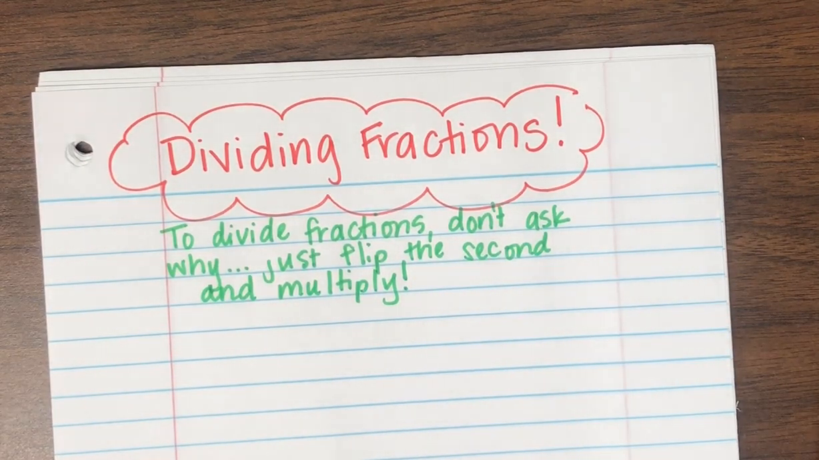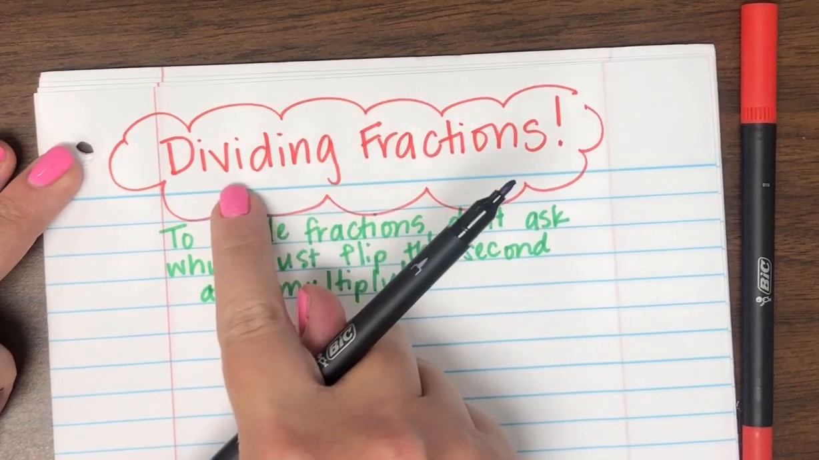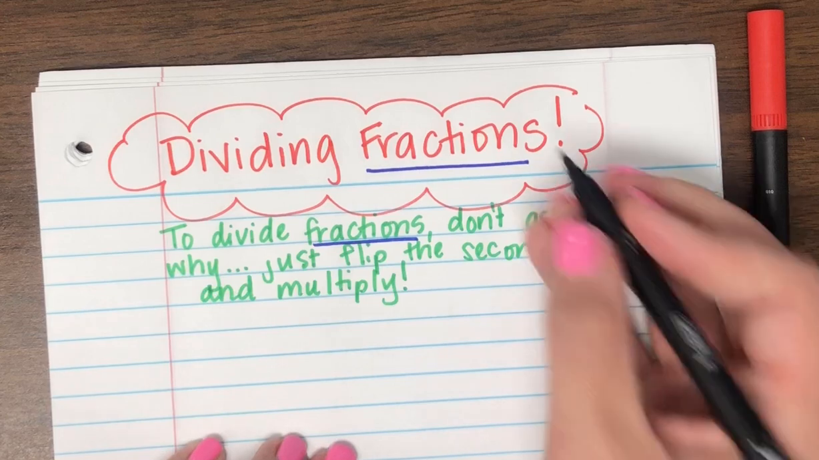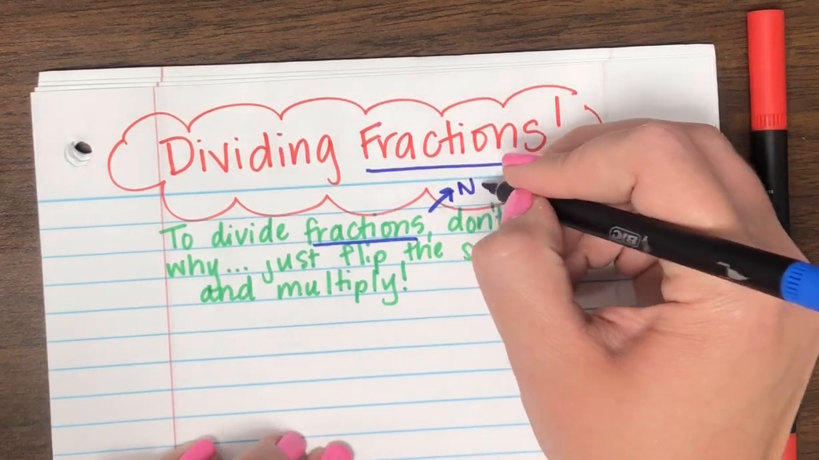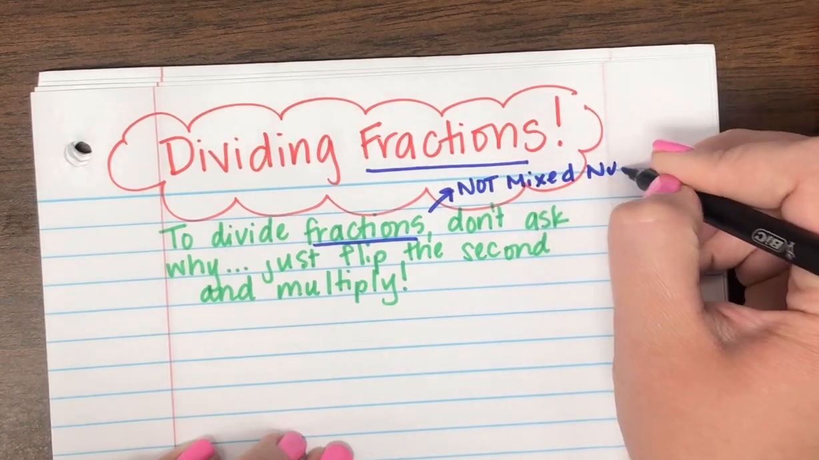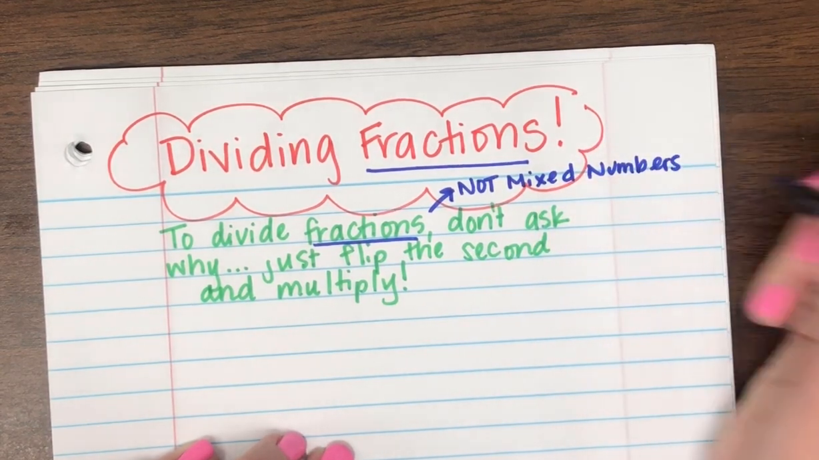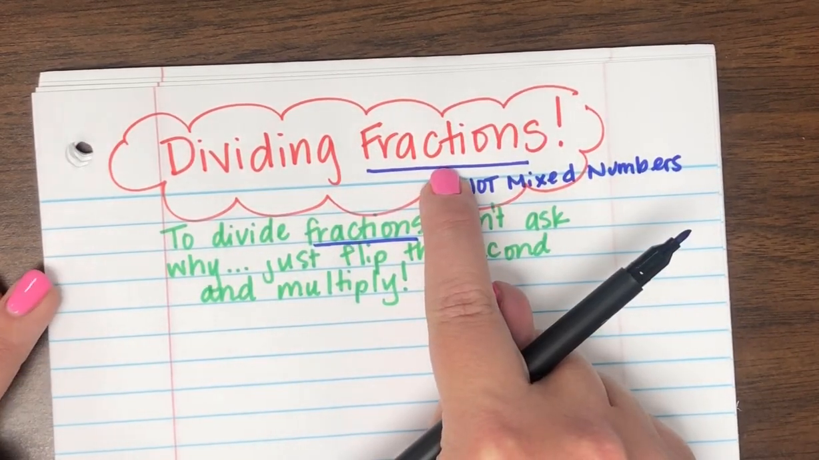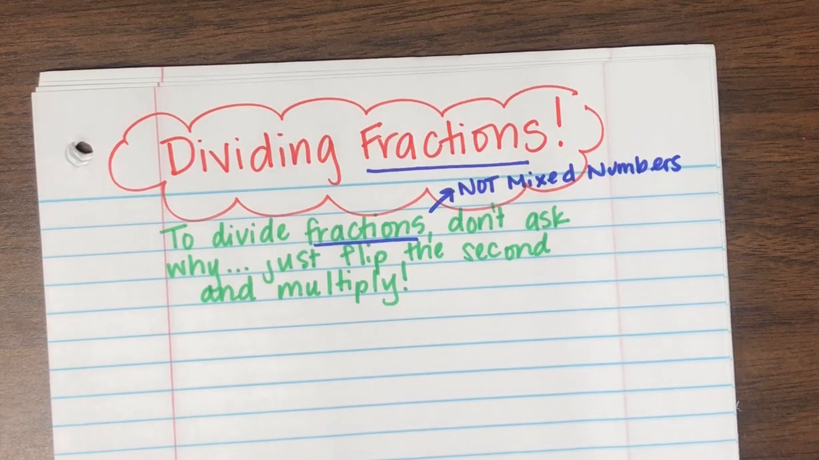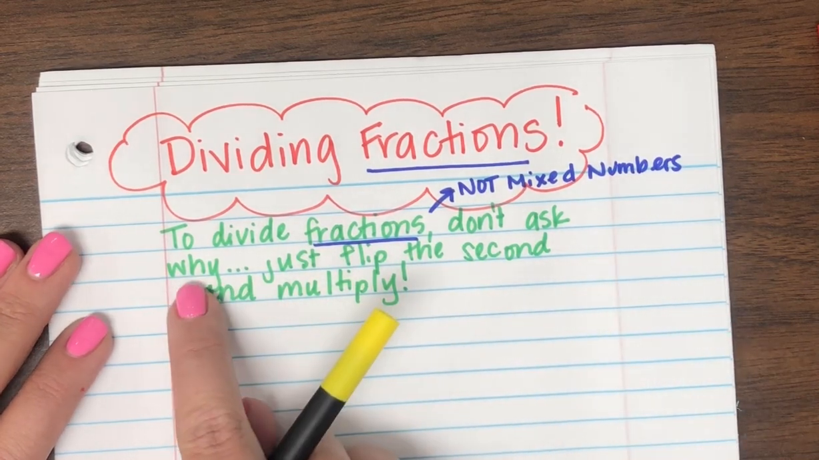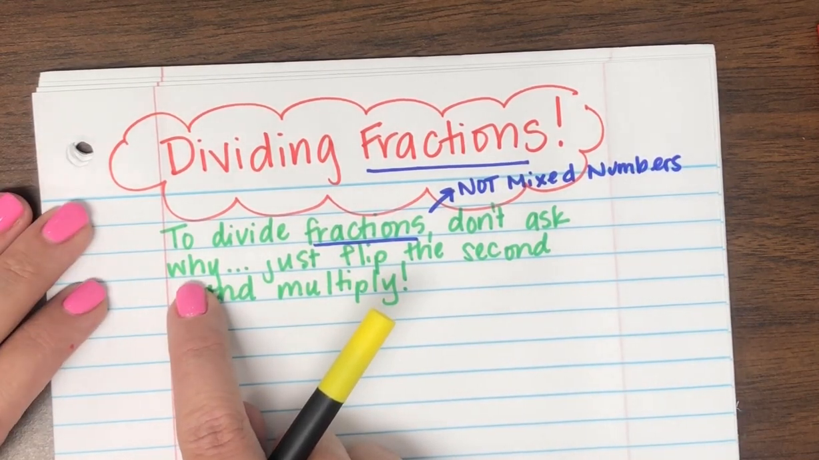So basically, yesterday when we did multiplying fractions, we really focused on this word fraction. So notice it says to divide fractions as well on this one. So not mixed numbers. So every time that we do a division problem with fractions, we have to make sure we have fractions and that they're not in mixed number form. It does say don't ask why, and that's kind of silly. There are absolutely mathematical reasons why we flip that second fraction, and we're gonna maybe show you some of those arrays in class and things like that.